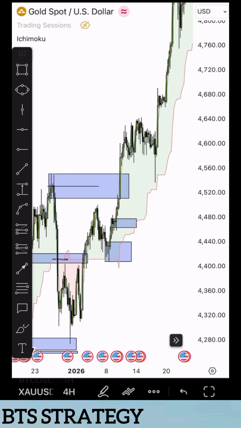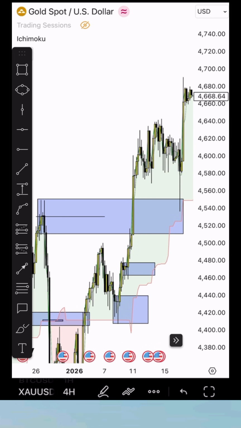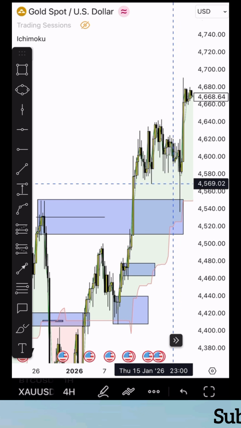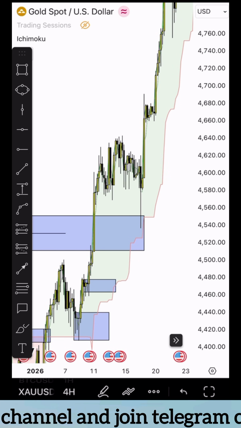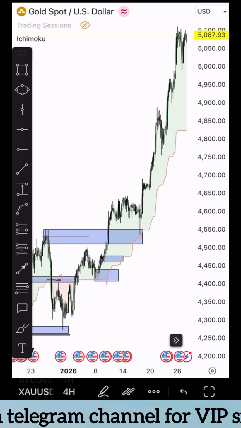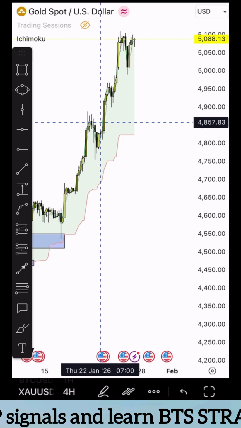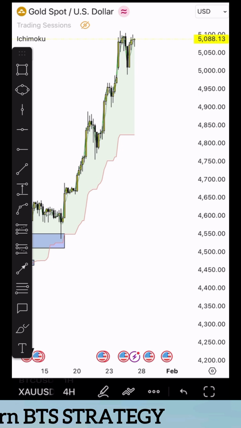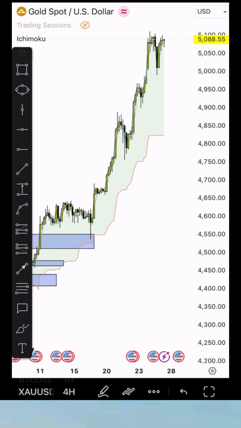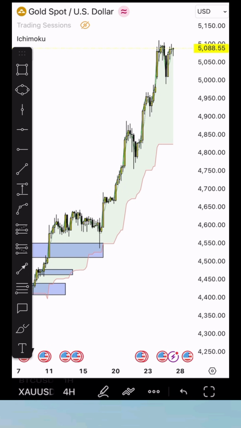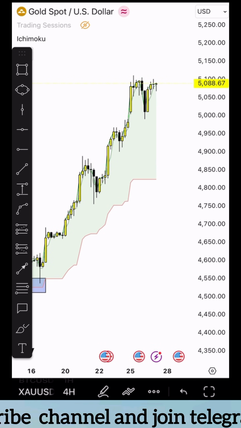Up, and then what happens? Price comes down to retest this area, and then once it retests, look, price goes up again. So price always will create zones for you to trade and zones for TP. Where you enter, where you exit is already there. You just need to be very, very careful of how you enter in.